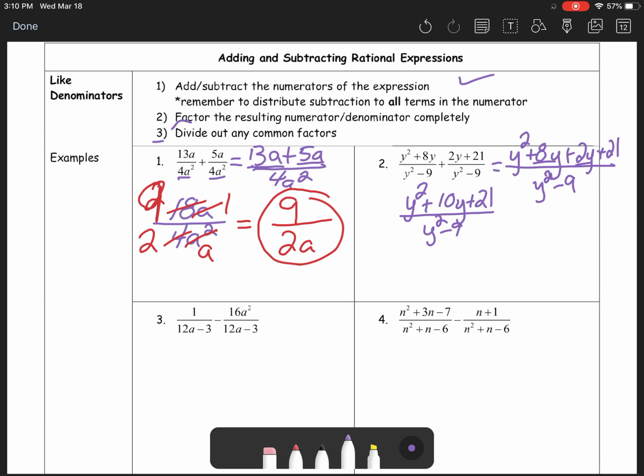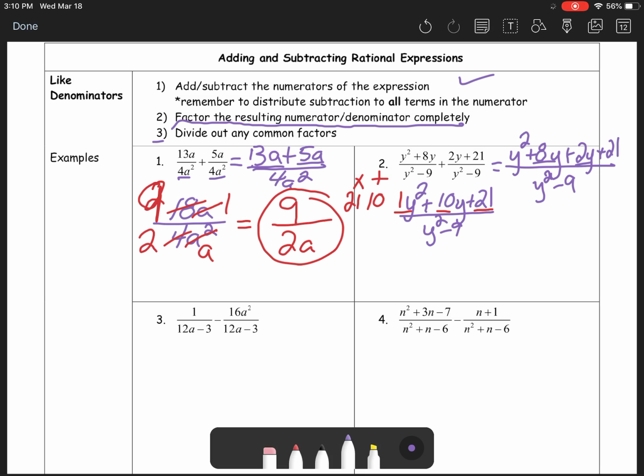Now I have to look at it and I have to factor the resulting numerator and denominator completely. So I look in the numerator, and in my numerator here, I have a trinomial. In order to factor a trinomial, what we've gone through in class is we have to find two numbers. They multiply to be 1 times 21, so they multiply to be 21. And they add to be our middle term, which is 10. Now, with this, you don't have to do the split the middle method. We can actually go straight to the factored form for this.